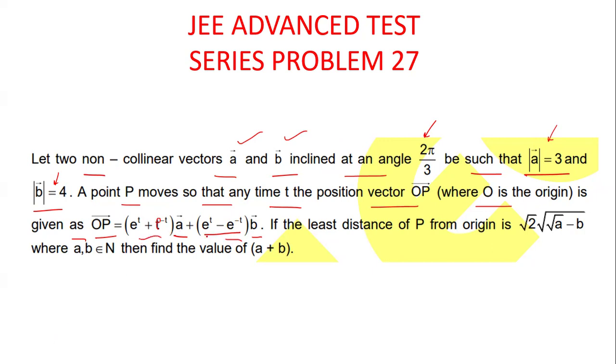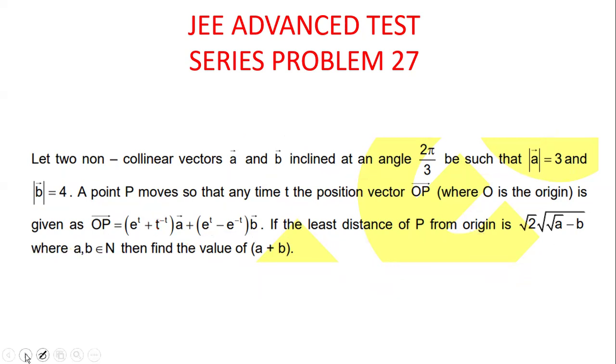And the problem says that the least distance of P from the origin, which means the minimum value of the length of OP vector, we can express in this form: root of A multiplied by root of A minus B. Then we have to find the value of A plus B, where A and B are natural numbers. So essentially we can express the minimum length of this OP vector in this form, and we have to find A plus B. So let's see how we can do this.